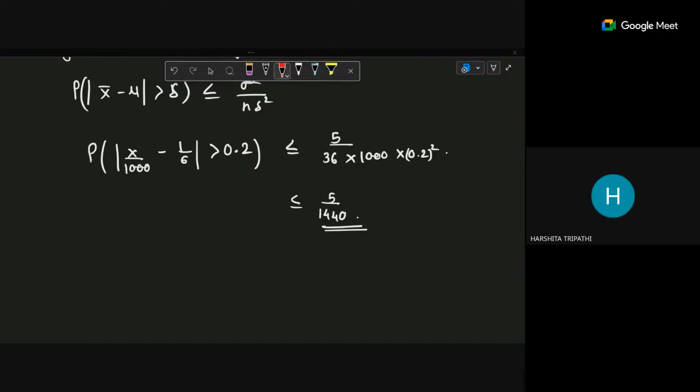Any doubt? Yes, ma'am, got it. Ma'am, this formula has two forms, right? One is the upper bound form and one is the lower bound form. How to decide which formula to use? That is, how do we conclude whether it is asking for an upper bound or lower bound? Okay, just read the question and you will get to know what to use.